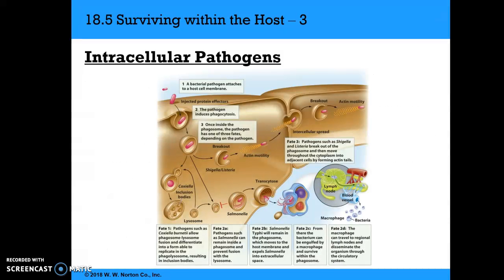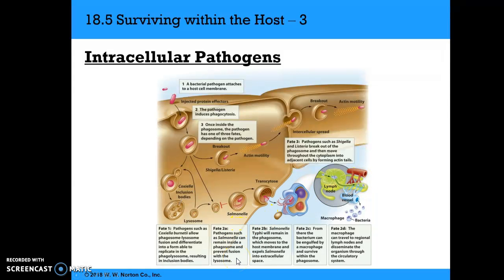This shows an example of how the intracellular pathogens operate. So a bacterial pathogen attaches to the host cell membrane. The pathogen induces phagocytosis, and once it's inside, it combines with another vesicle to become a phagosome. The pathogen has one of three fates depending on the pathogen. So fate 1 down here, the pathogen such as Coxiella burnetii allows phagosome-lysosome fusion and differentiates into a form able to replicate in the phagosome, resulting in inclusion bodies.